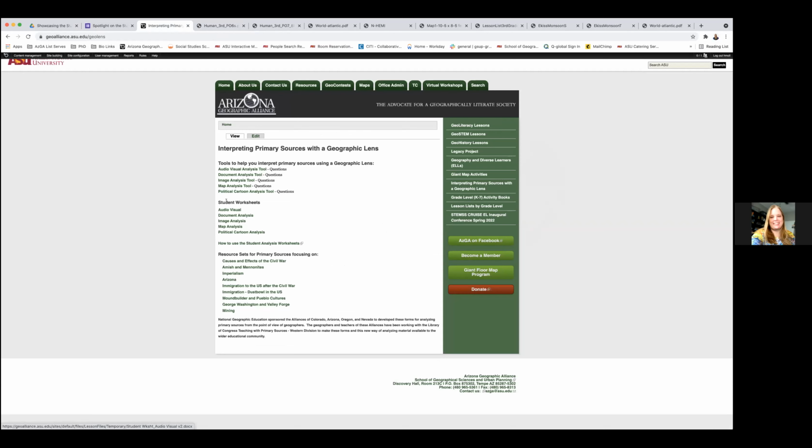So if I go here, these are student worksheets. These are tools that'll help you, and it explains it a little more. But if I look at the image analysis, this is going to bring up a Word document. And in that Word document, it's going to have drop-down menus that show you where I can observe, reflect, and question.